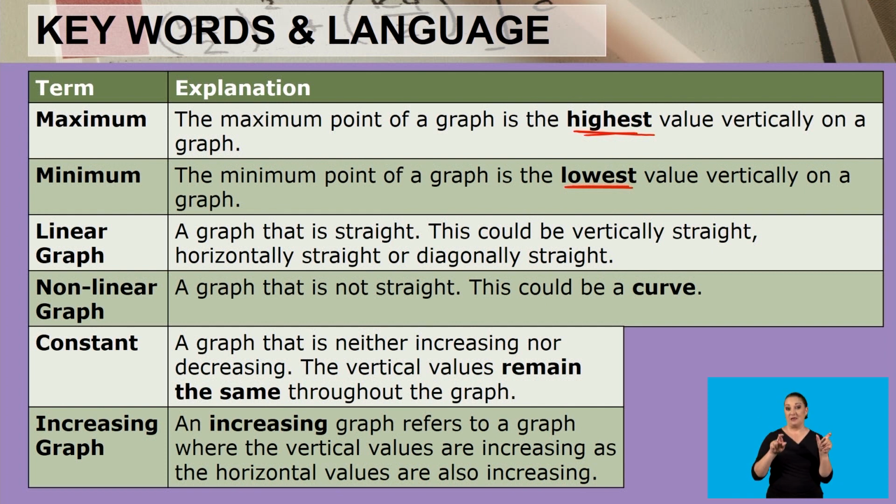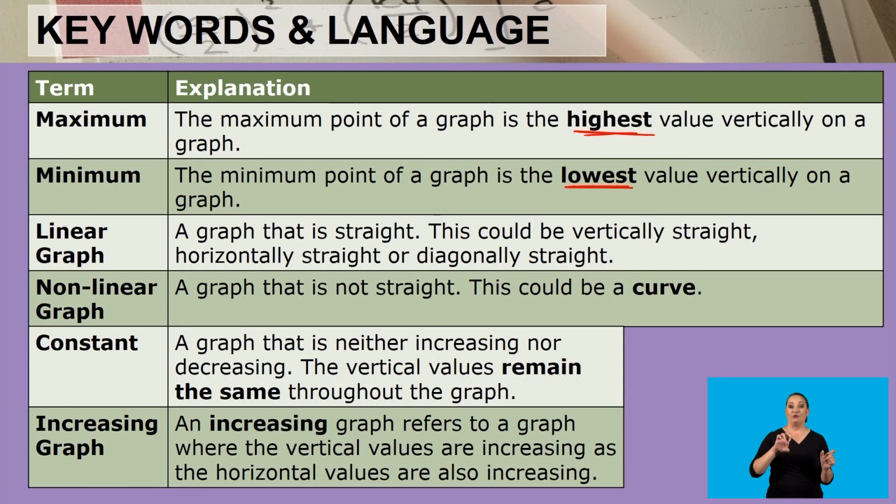What about a linear graph? So a linear graph, that is a graph that is straight. This could be vertically straight, horizontally straight, or diagonally straight. So linear is a straight graph. What about nonlinear? Nonlinear, that is a graph that is not straight. So this could be a curve. Then we have constant. Now constant is a graph that is neither increasing nor decreasing. The vertical value remains the same throughout the graph.